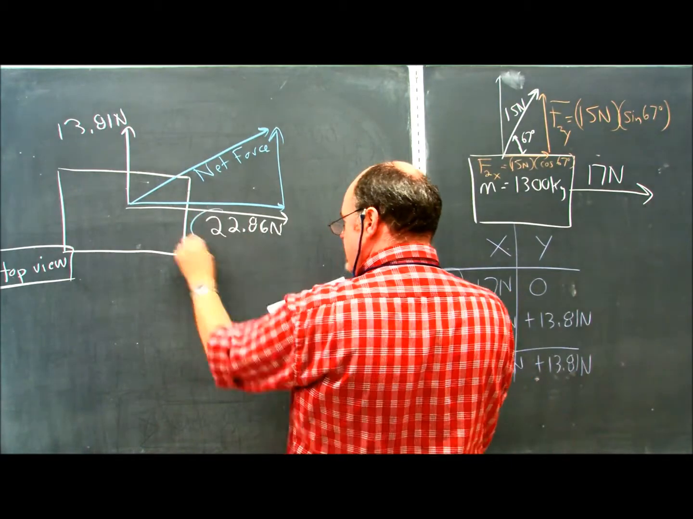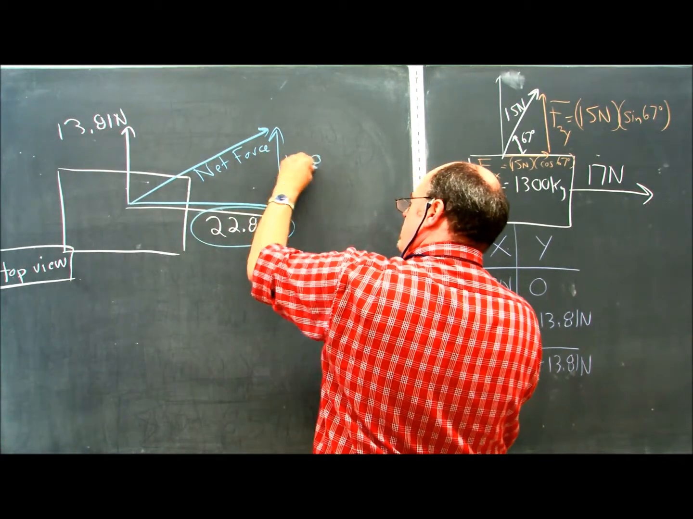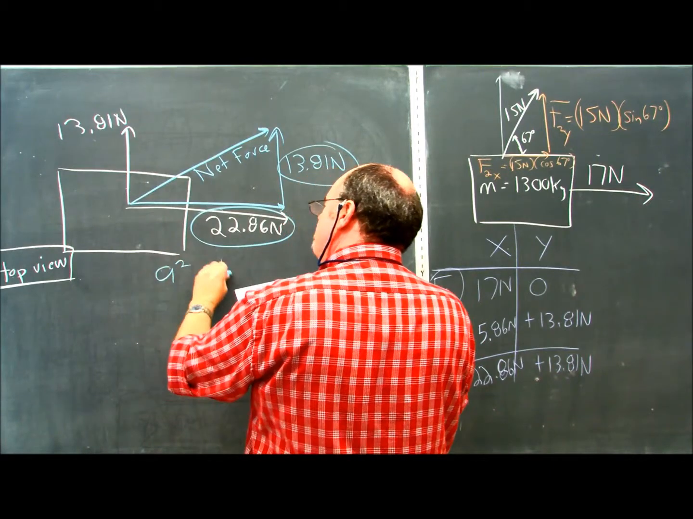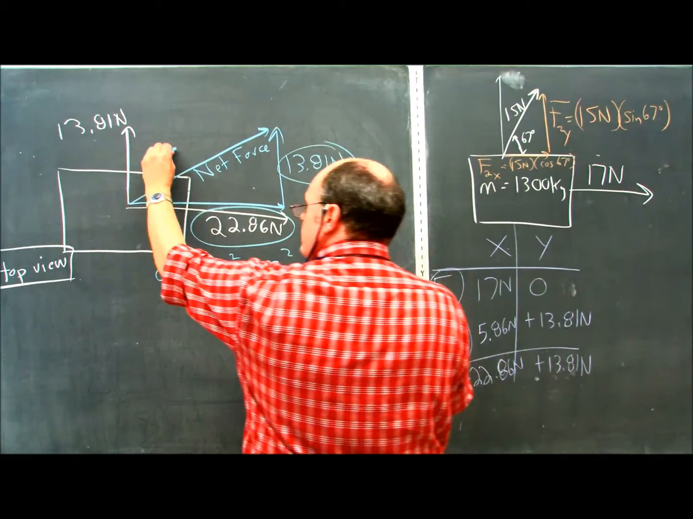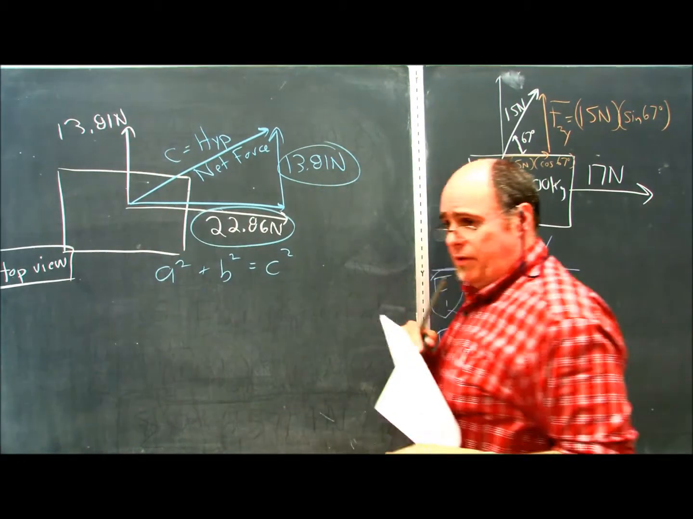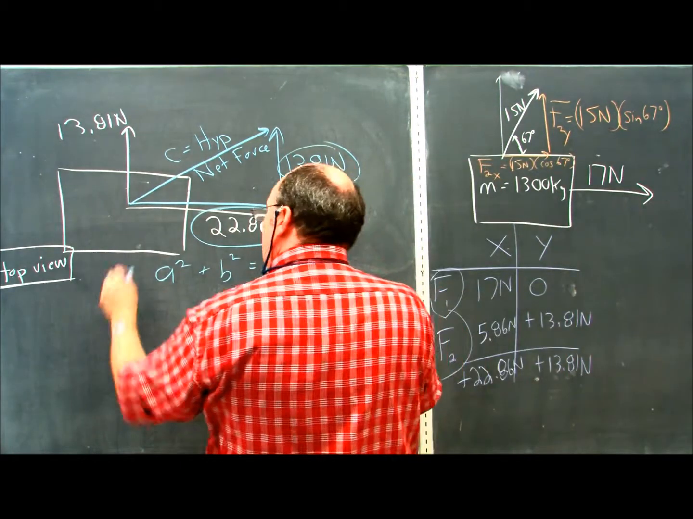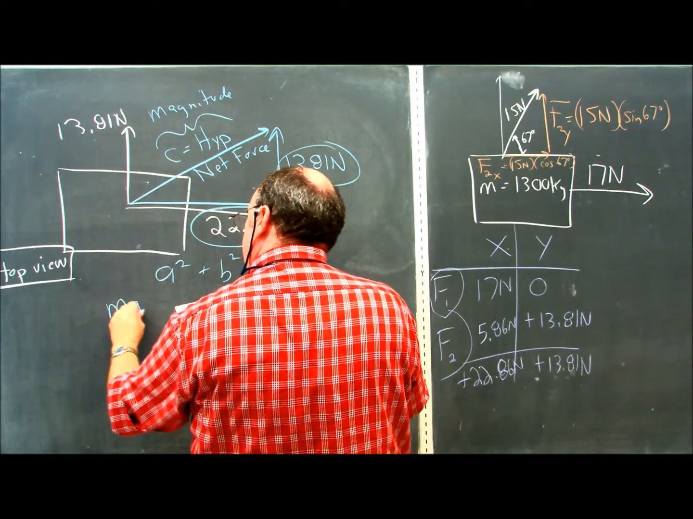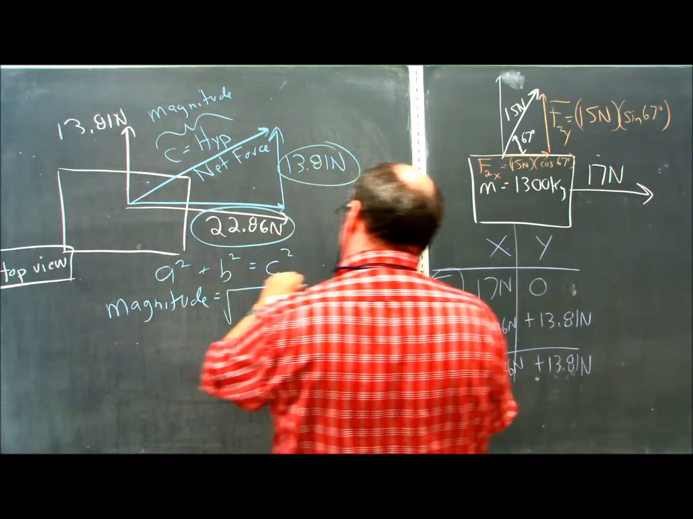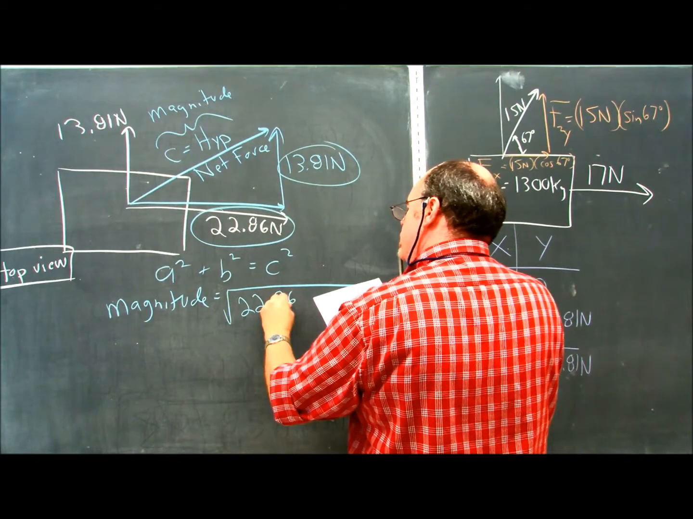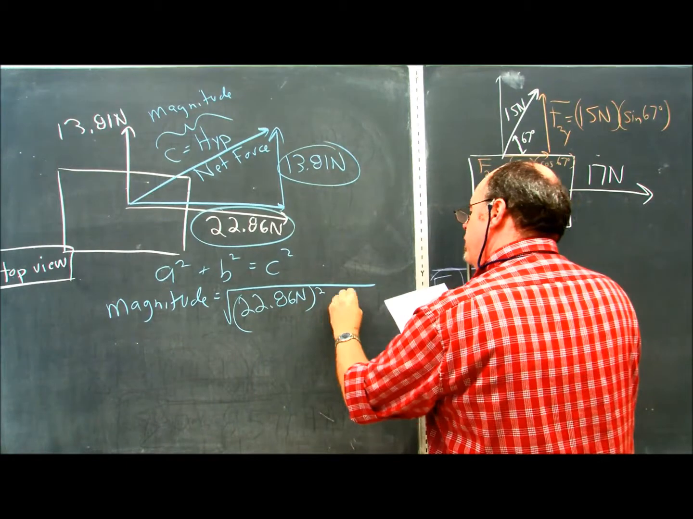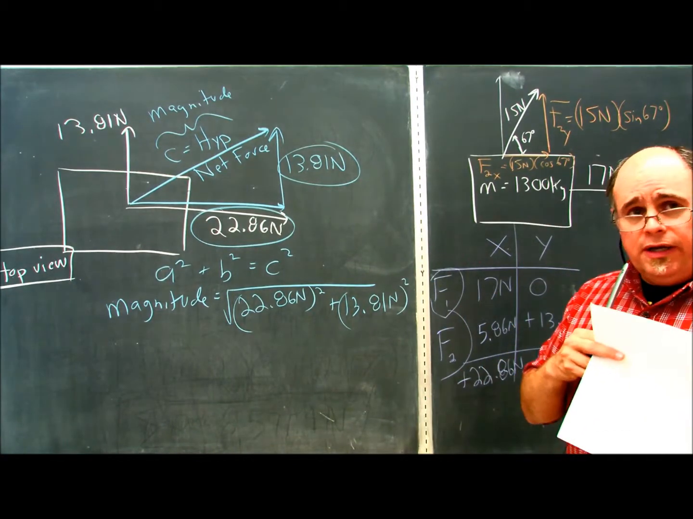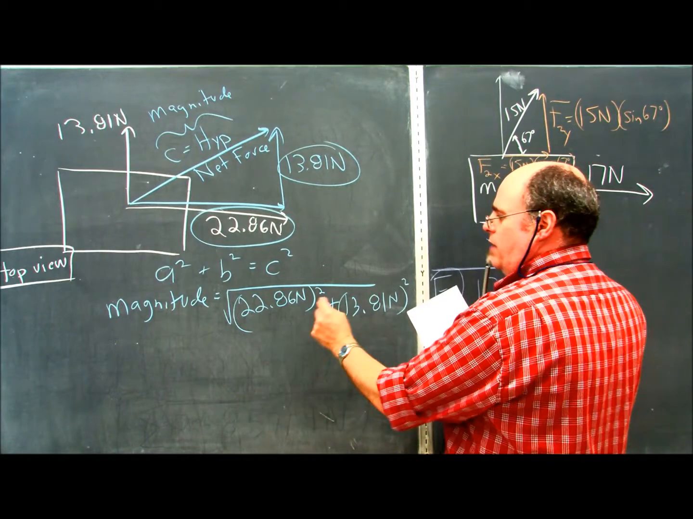Well, I'm looking at a triangle where the base is this number and the height is this number. So how would I find the hypotenuse of that? If I use the Pythagorean theorem and say a squared plus b squared equals c squared, then the c piece is always called the hypotenuse. And that would also be called the magnitude of the resultant vector. So the magnitude equals the square root of 22.86 newtons, square it, plus 13.81 newtons, square it. Take out your calculator and calculate. So you square this, you square that, you add them together, and then you have to square root everything.